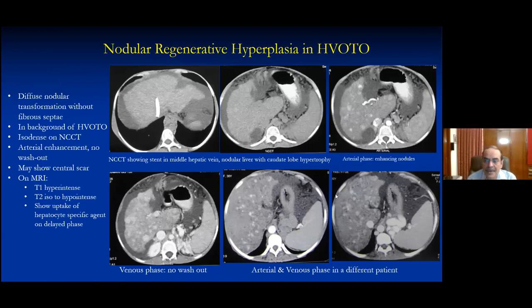This is a patient who had the Budd-Chiari syndrome. You can see the enlarged caudate lobe, nodular contour of the liver. That's the stent in the middle hepatic vein placed by our interventional radiology colleagues.